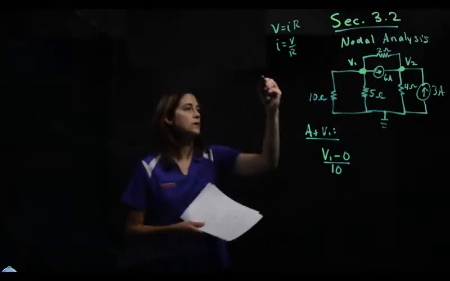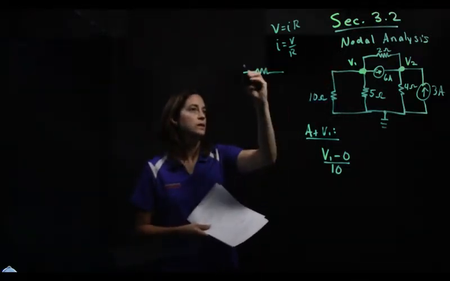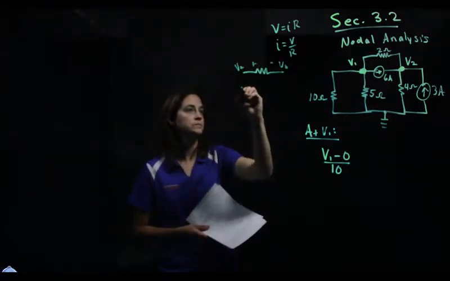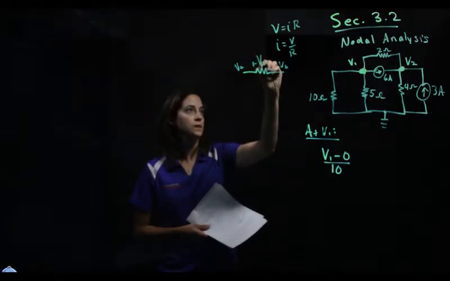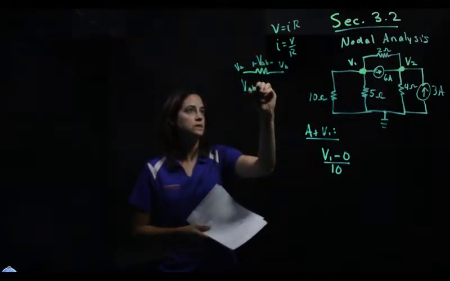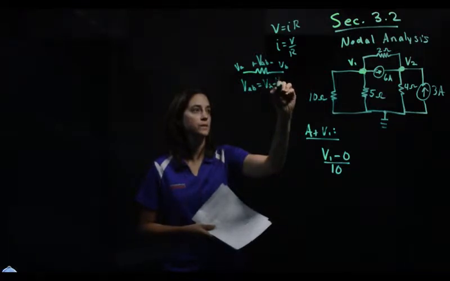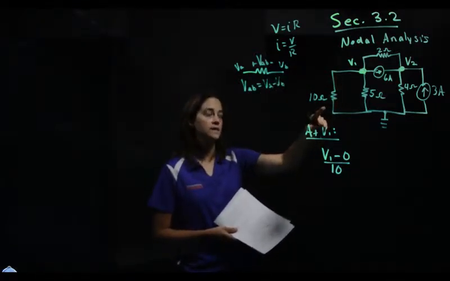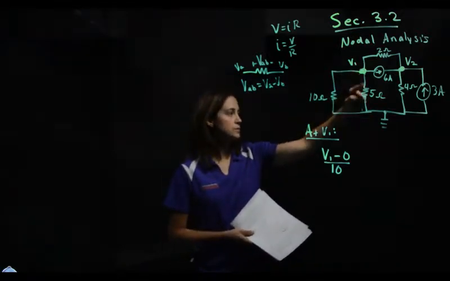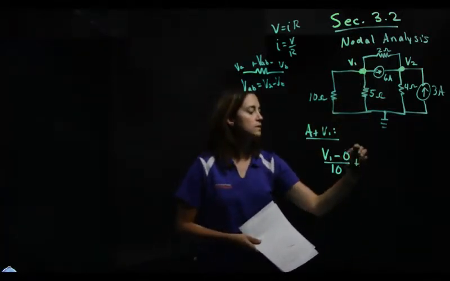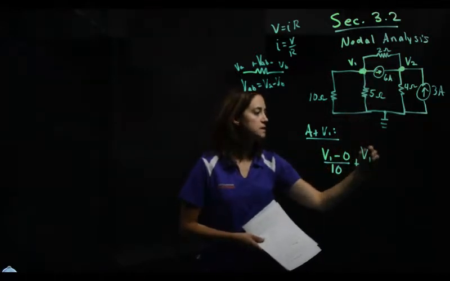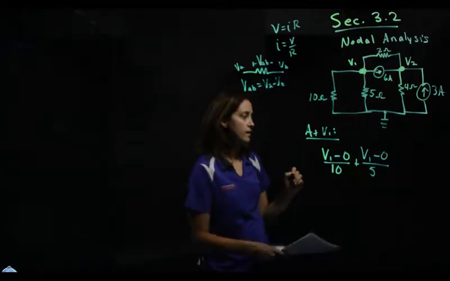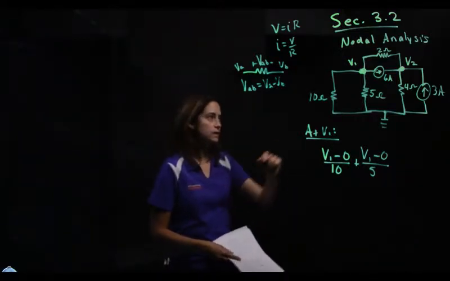So all we're doing with that voltage is, remember, if we have VA, VB, then our voltage VAB is equal to VA minus VB. That's what we're doing here, V1 minus 0. Dividing it by 10 then gives us the current. So for this branch, I'm going to get (V1 minus 0) over 5. And then I have 6 amps leaving.